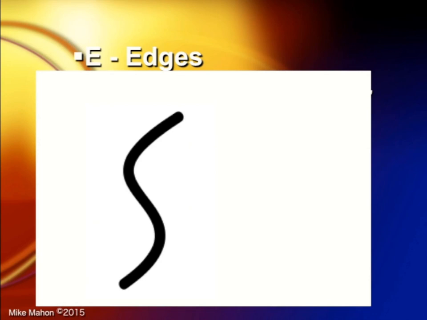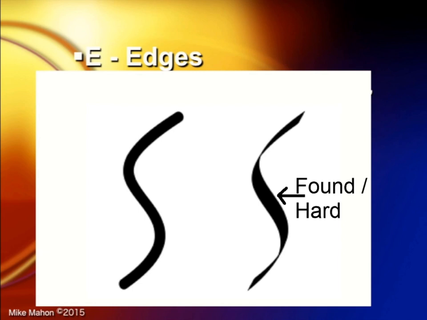Edges. Here's a flat edge, a line, just a flat line. Look what happens to the same exact shape, but made with edges that are what are called hard edges and soft or lost edges. Found edges, lost edges, found edges, lost edges.